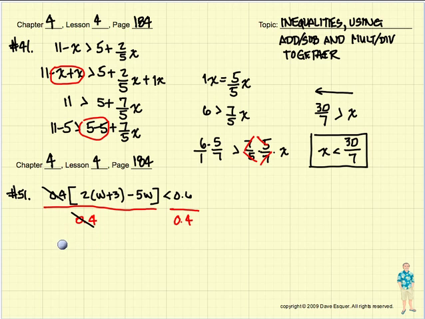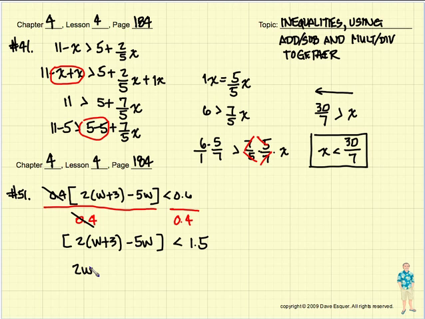I'm sorry, let me back up again. We end up with 2 times the quantity of w plus 3 minus 5w. And that turns out to be less than 1.5. 0.6 divided by 0.4 is 1.5. I just got rid of the decimals. That's all I did by dividing both sides by 0.4. Notice the square brackets are still there in place.